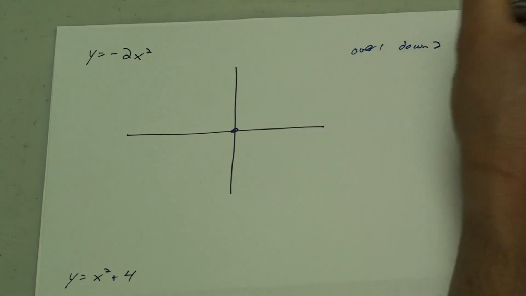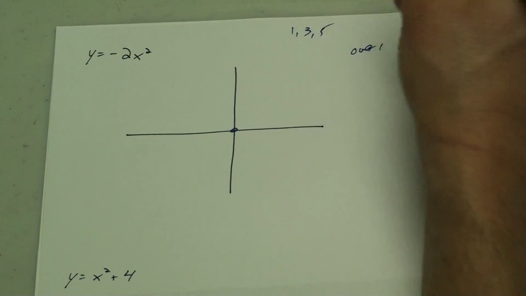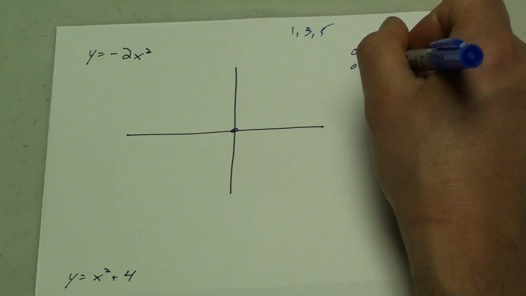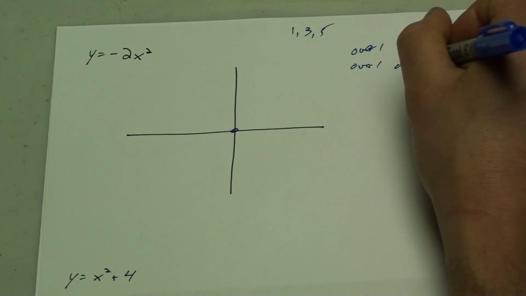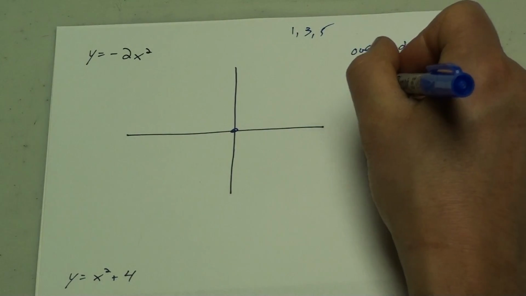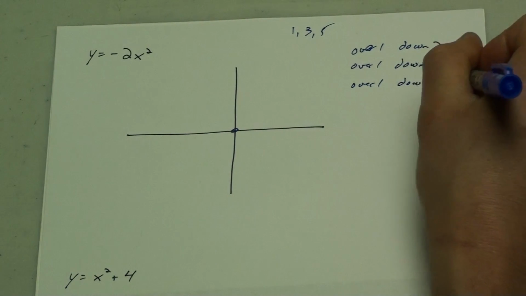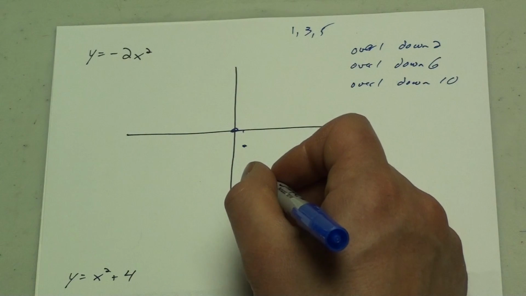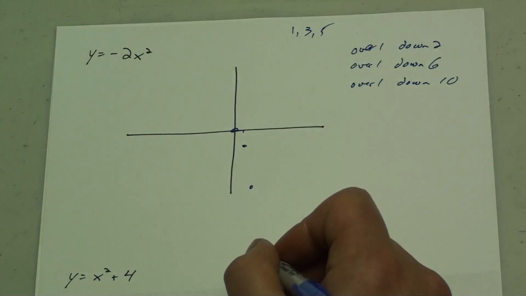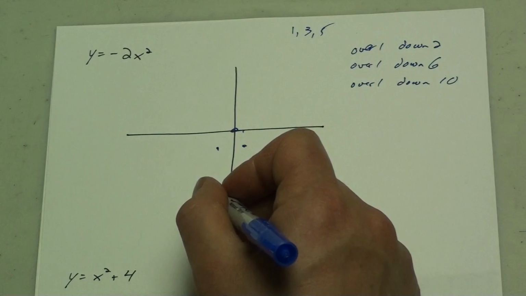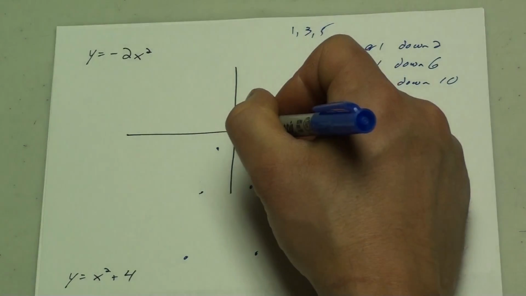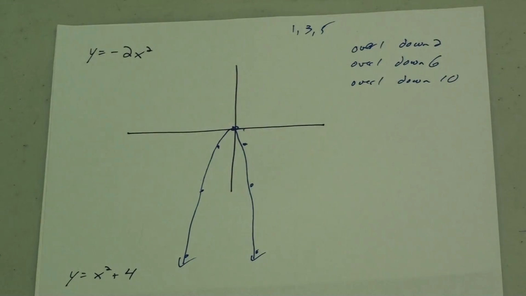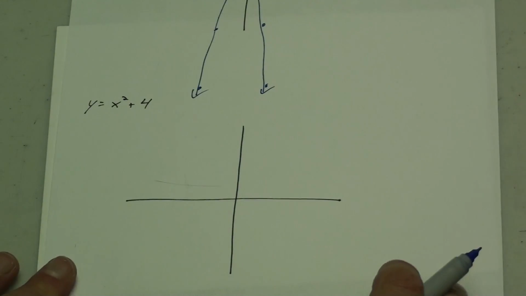down 2. 1, 3, 5 is the basic step pattern. This would be multiplied by 2. Over 1 and, because it's negative, down 6. Over 1, down 10. So from my vertex at 0, 0, over 1, down 2, over 1, down 6, over 1, down 10. It's from the previous point that you're doing each new step from. There's your quadratic. Let's take a new movement on it.